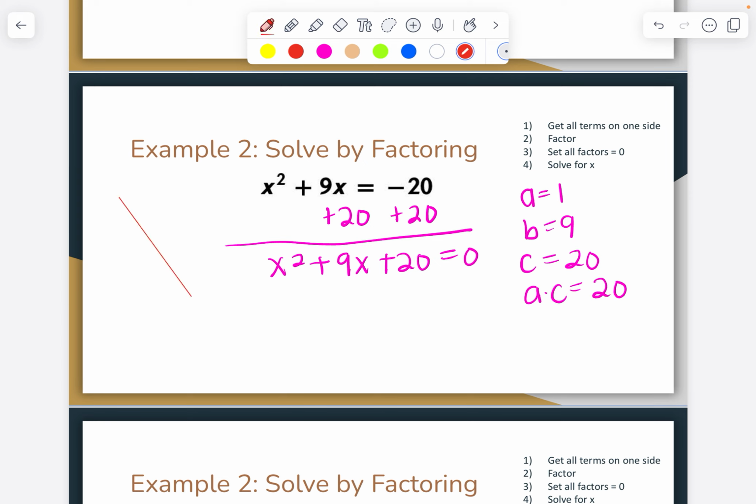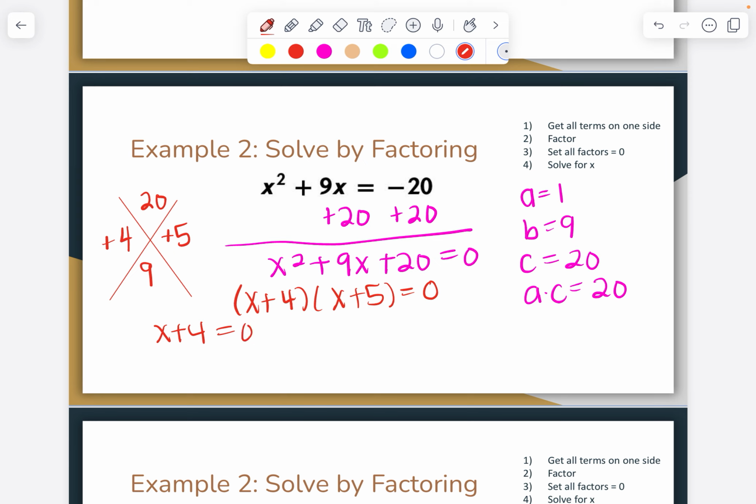So I'm looking for two numbers that are going to multiply to give me 20 and add to give me 9. Since top and bottom are positive, the two side numbers are going to be positive. And if we look at the factors of 20, 4 and 5 are the numbers that are going to add to give us 9. So (x plus 4) times (x plus 5) equals 0.